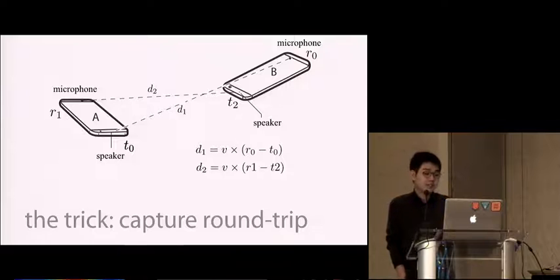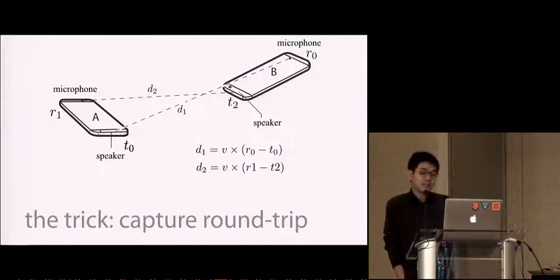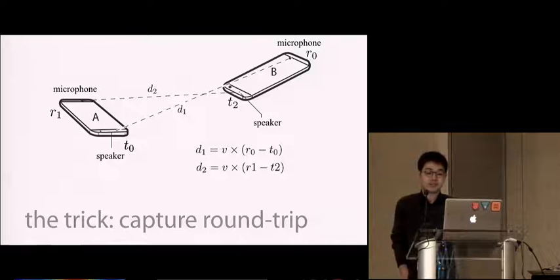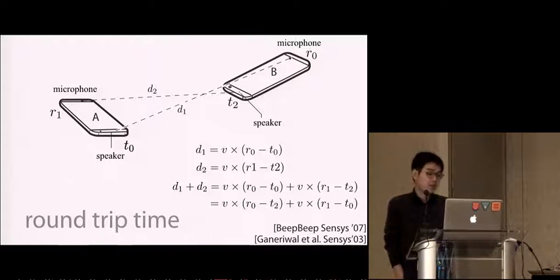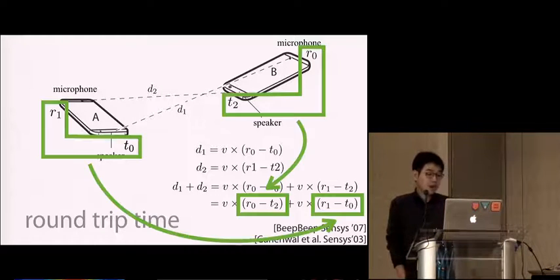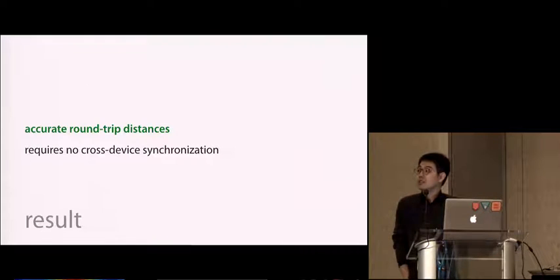Device A plays a sound first, and then device B responds with a sound. So we have 4 timestamps, and in theory we can get 2 distances if the devices are synchronized. But these devices are not synchronized, so we could not get any distance. When we sum them up and reorder them, all of a sudden the respective timestamps are on the same phone. So the synchronization offset is canceled out. In this way, we get an accurate round-trip distance without any cross-device synchronization.